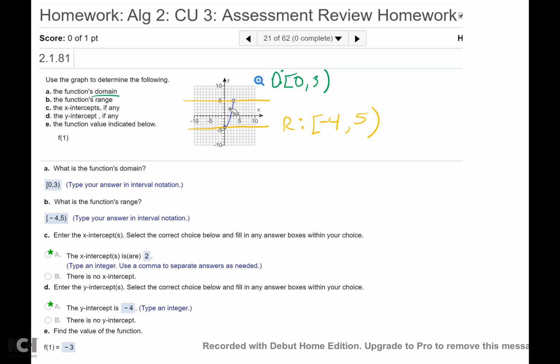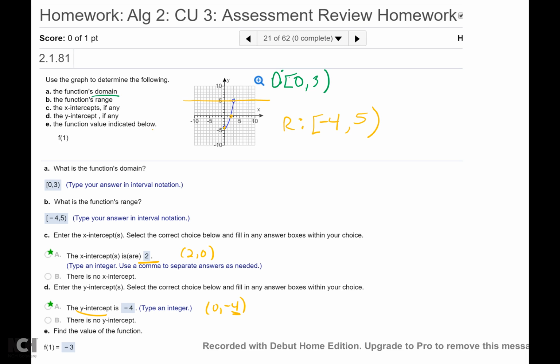The x-intercept, you're looking for where it crosses the x-axis, and it crosses at 2, 0. Again, they're just using the x-coordinate. The y-intercept, it touches the y-axis right there, which is at -4. That ordered pair is 0, -4. But again, for the y-intercept, you only take the y-coordinate.